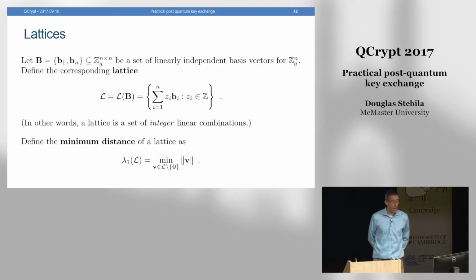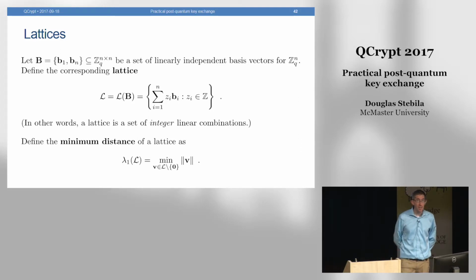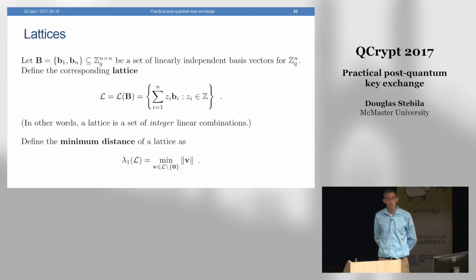So for a lattice, we start off with a basis of linearly independent vectors, b1 up to bn, for some space Zq to the n. And a lattice is the set of all linear combinations of these vectors. But the key difference between a lattice and a vector space is that for a lattice, we're only taking integer linear combinations rather than real linear combinations. So this will identify some subset of points in the plane.